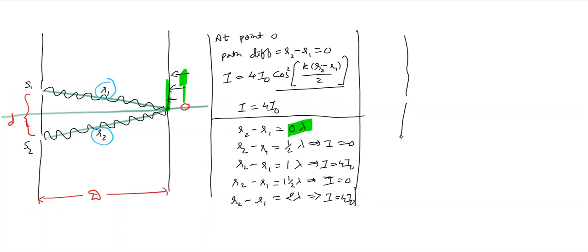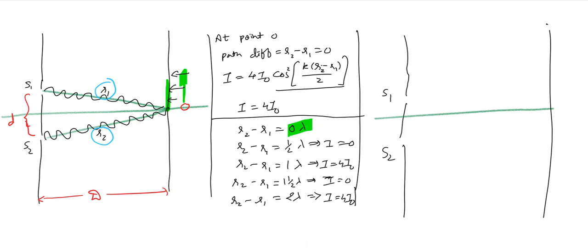So overall, let me draw the diagram again. If this is S1, S2, and if this is our screen, then on the screen we will see that intensity is maximum here, it reduces to 0, and that is true on the other side also. It will again be maximum, again 0, again maximum, and so on.